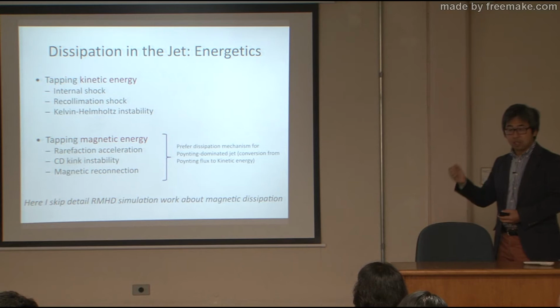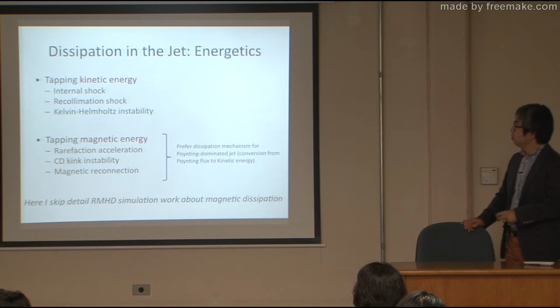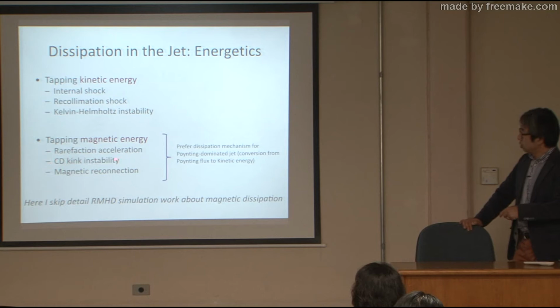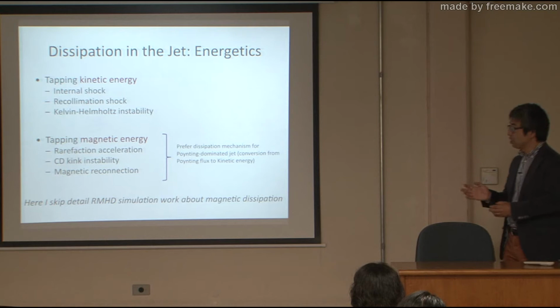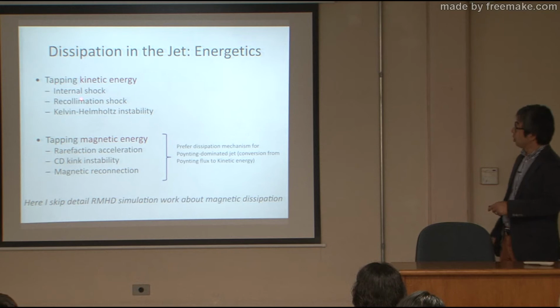But in this part of the jet, the magnetic energy is compared to the kinetic energy, and this kind of dissipation is more preferable. One is rarefaction acceleration, one is current-driven kink instability, and also magnetic reconnection. These are the preferred dissipation mechanisms for the Poynting-flux-dominated jet, converting Poynting flux to kinetic energy. I skip the details of the relativistic magnetic dissipation work, because I have done many parts of this work related to the recollimation shock, current-driven kink instability, Kelvin-Helmholtz instability, rarefaction acceleration, and magnetic reconnection.